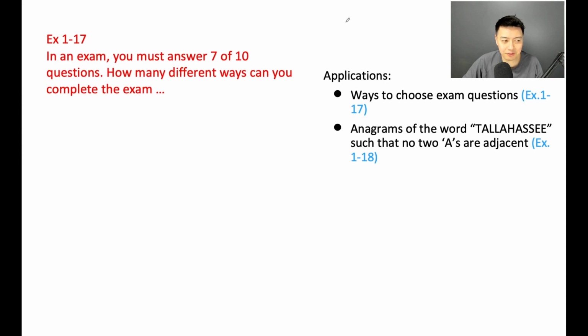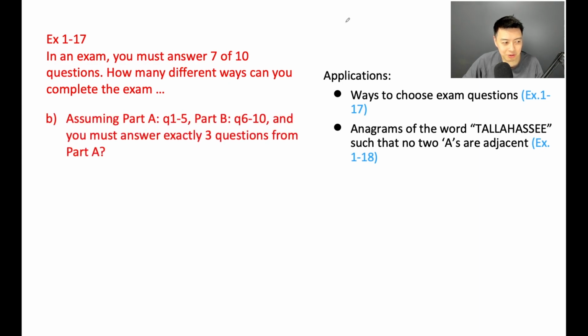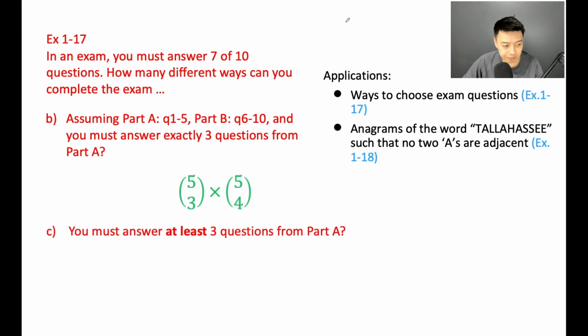All right, let's put another variation on that problem. Assuming part A is questions 1 through 5 and part B is questions 6 through 10, you must answer exactly 3 from part A. So I guess that means you have to answer 4 from part B. In this case, we're going to answer 3 from part A and 4 from part B. So there's the product rule again.